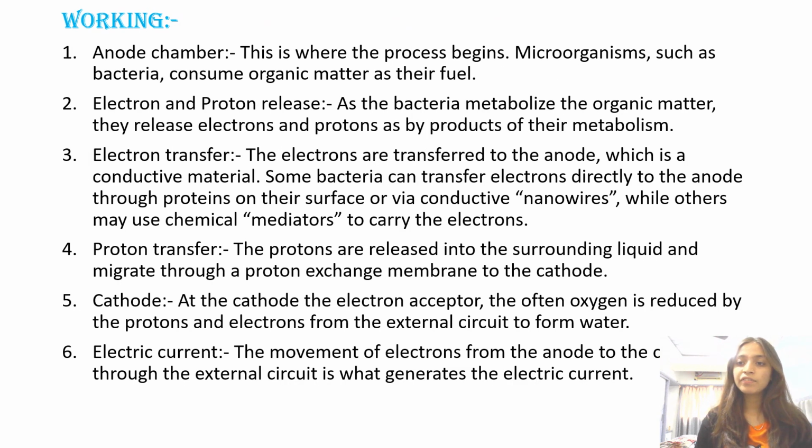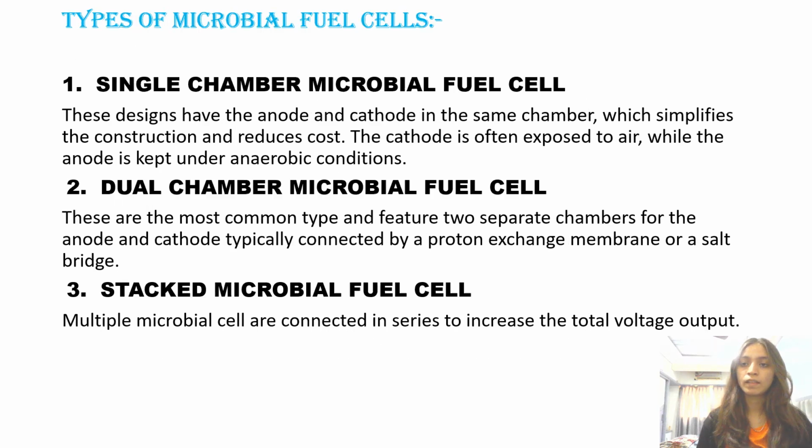In a microbial fuel cell, bacteria are placed in the anode chamber with organic waste. The bacteria break down this waste and release electrons and protons. The electrons flow from the anode to the cathode through an external circuit producing electricity. At the same time, protons move through a membrane to the cathode where they combine with oxygen and electrons to form water. This process generates continuous electric power using microbial activity.